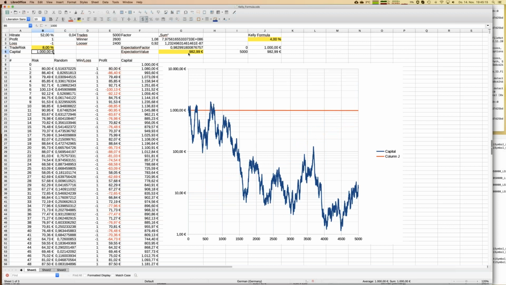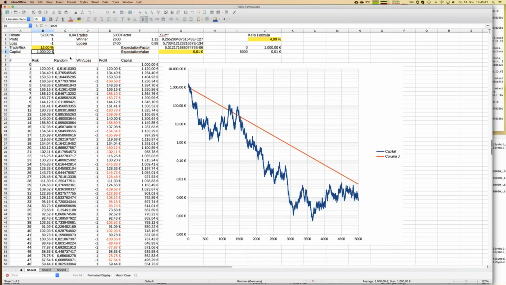You see what happened? My expectation value is now 900 euros. So after 5,000 trades and a risk per trade of 8%, with a profitable trading strategy, to emphasize that, we are at the same point as before 5,000 trades. Oops, what happens if we even go higher? 12%. Okay, you see 0.01 euro. So obviously that was too high.